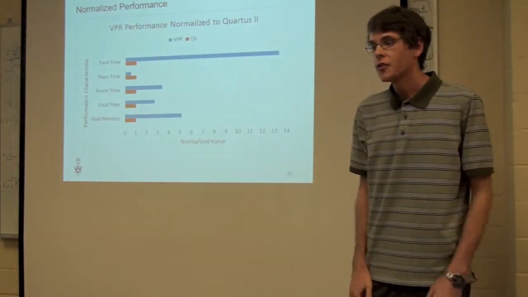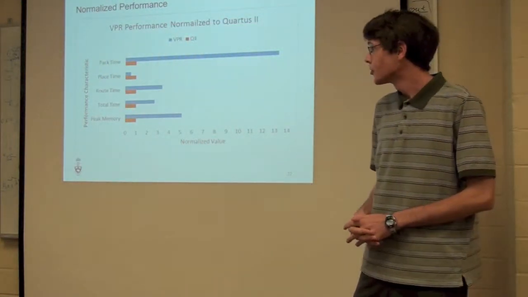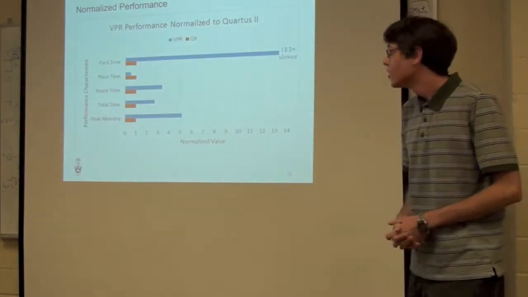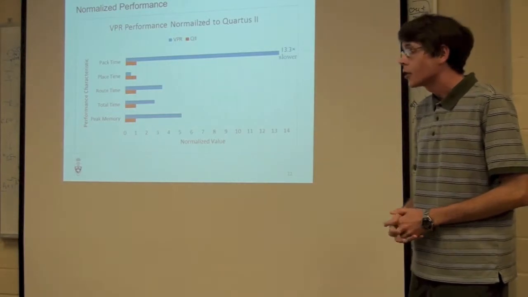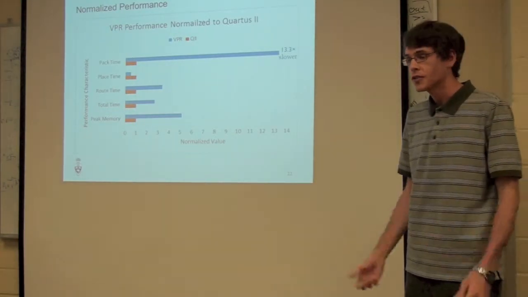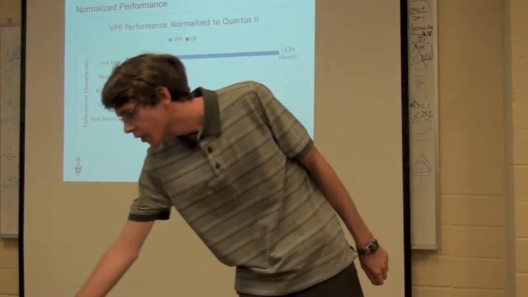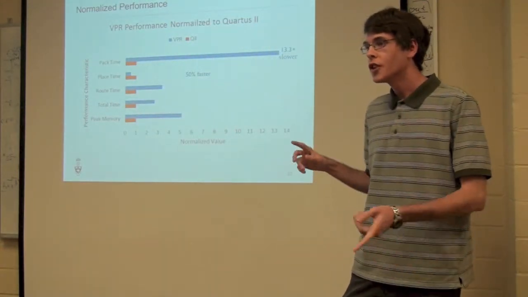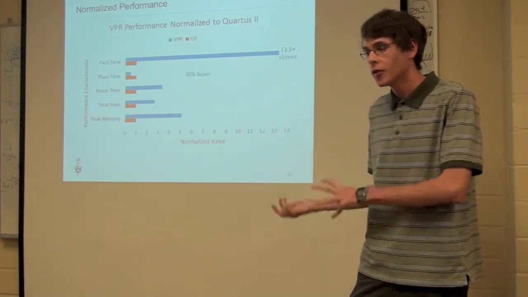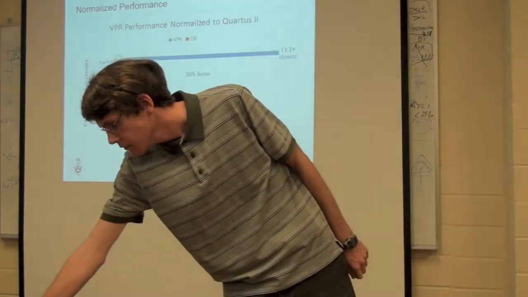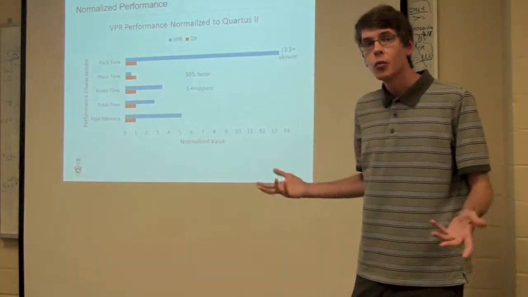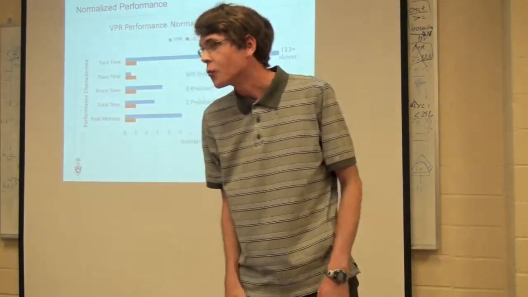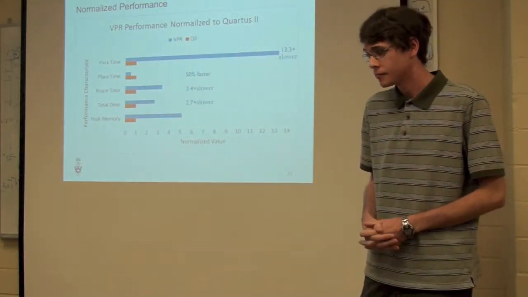So we can also take a look at the normalized average performance of the tools. Looking at pack time, we can see that VPR is about 13.3 times slower than Quartus at packing the design. But in contrast, placement is about 50% faster, although we'll see that this isn't necessarily at the same quality level between the two. Routing was on average 3.4 times slower in VPR. And the net result in terms of overall runtime was 2.7 times slower.